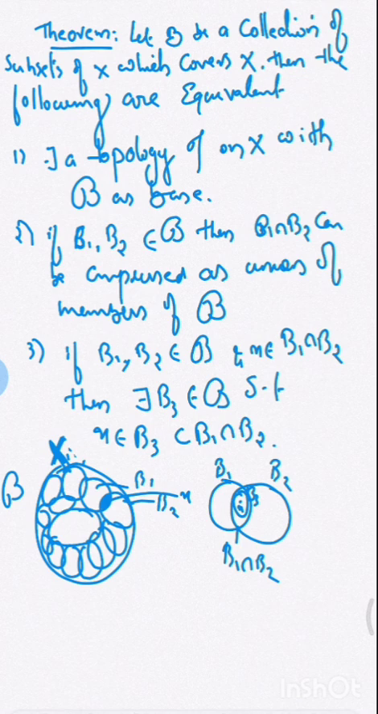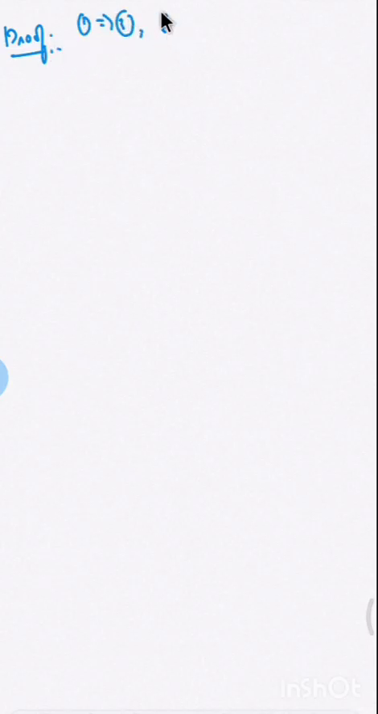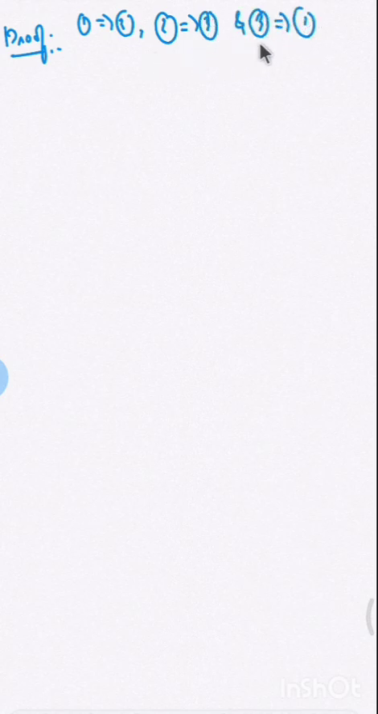That means one implies another. Okay, now we are going to prove this theorem. Proof of the theorem: the statements are equivalent. So for that we prove 1 implies 2, 2 implies 3 and 3 implies 1. These are the implications we are going to prove.